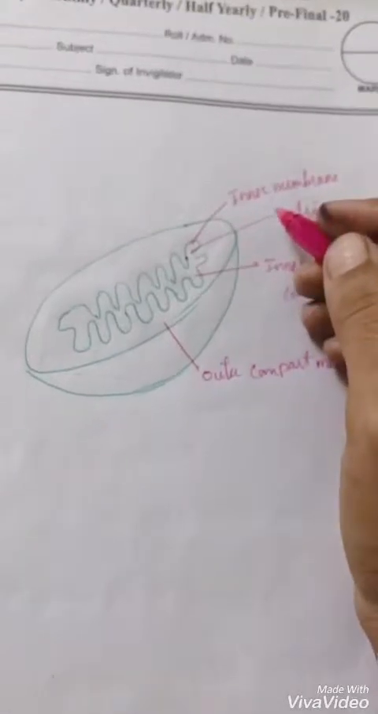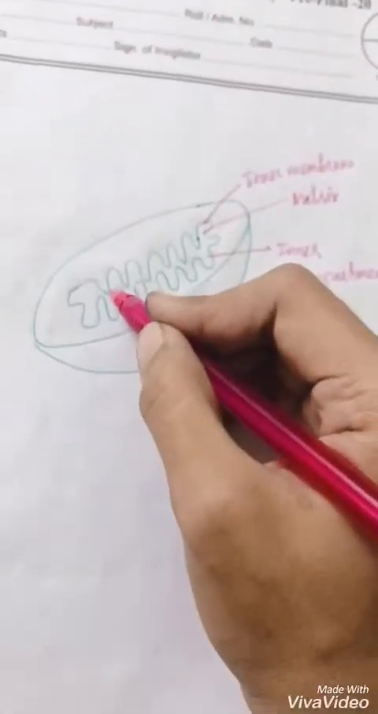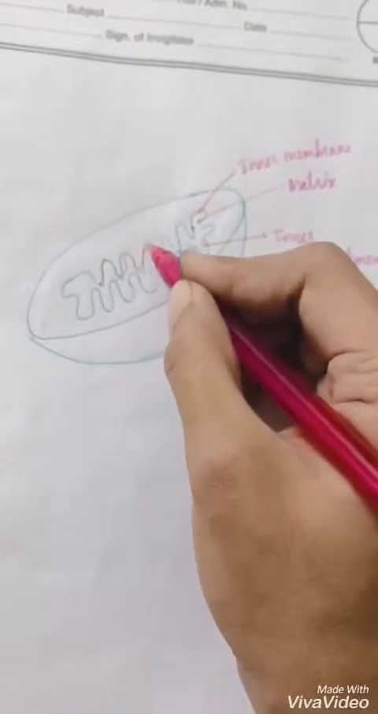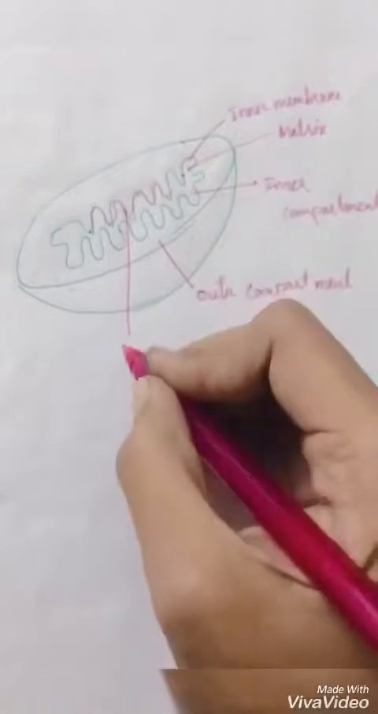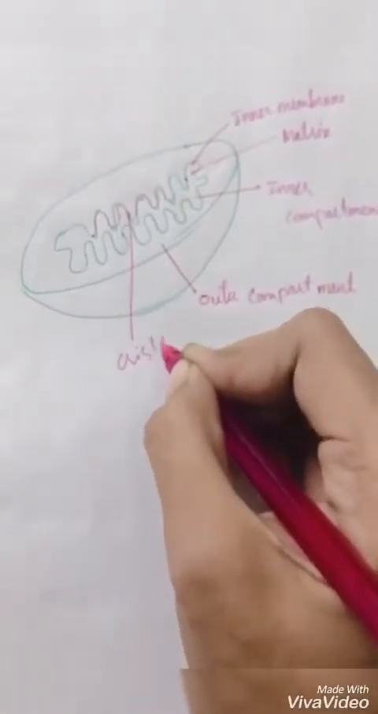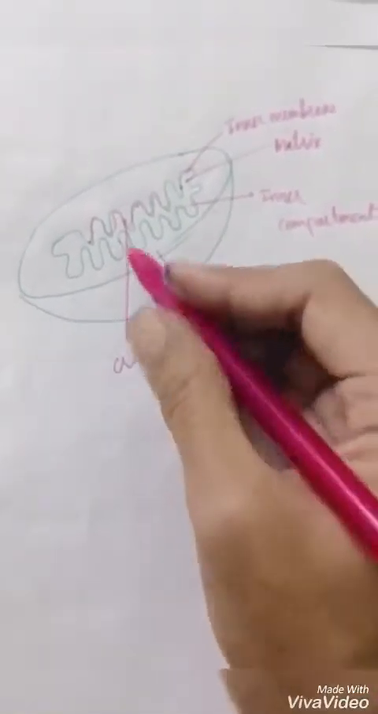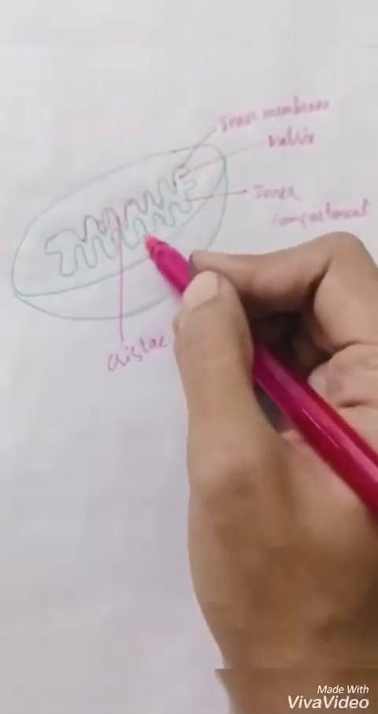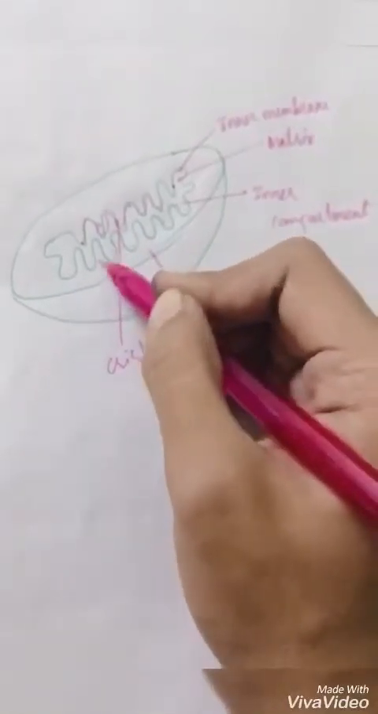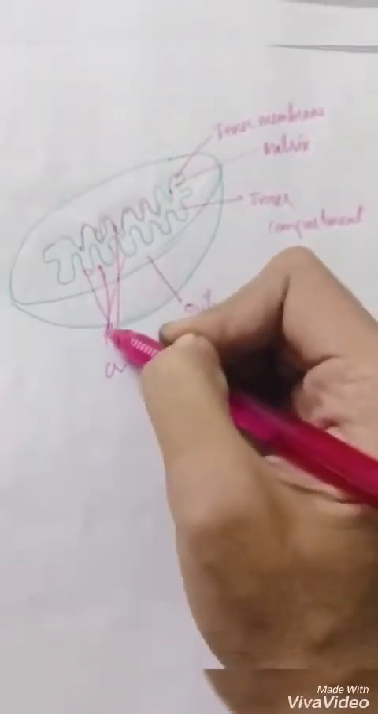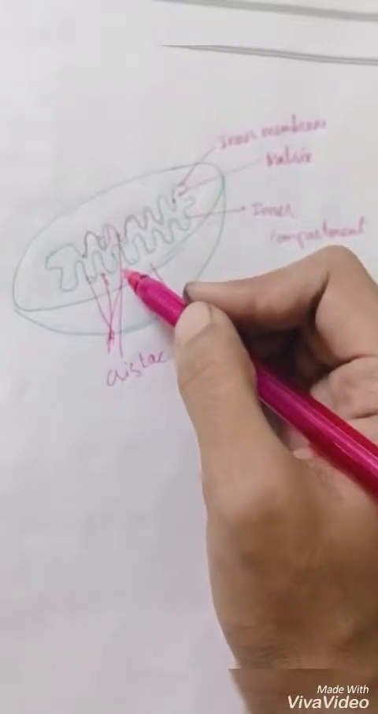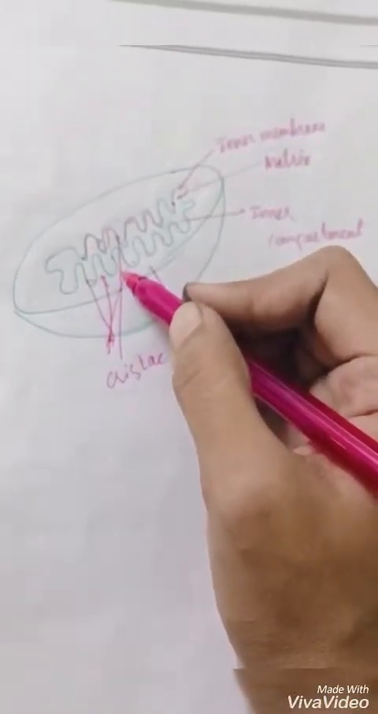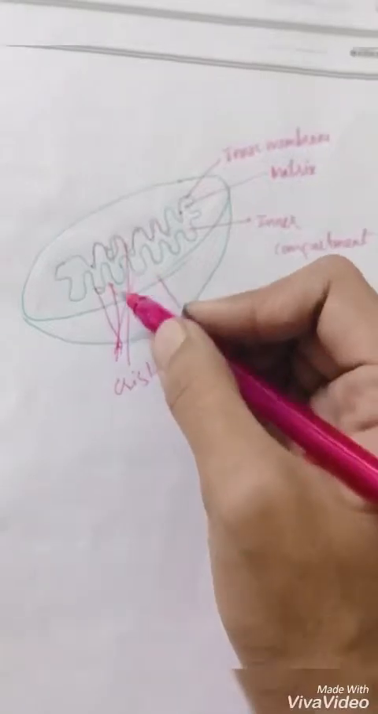Now, this inner membrane has many folds. As you can see here, these are the folds, and these folds are known as cristae. What are they called? They are called cristae. Now, the spaces found between these cristae are continuous with the outer compartment, and the outer compartment is surrounded by a membrane known as outer membrane. This is the outer membrane.